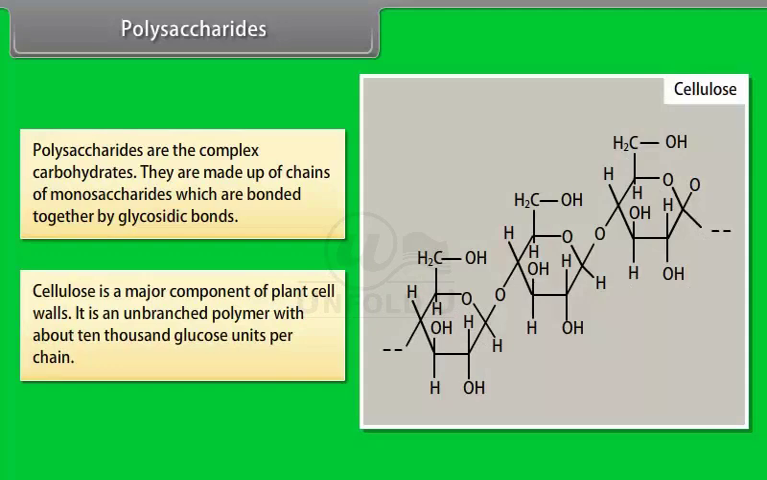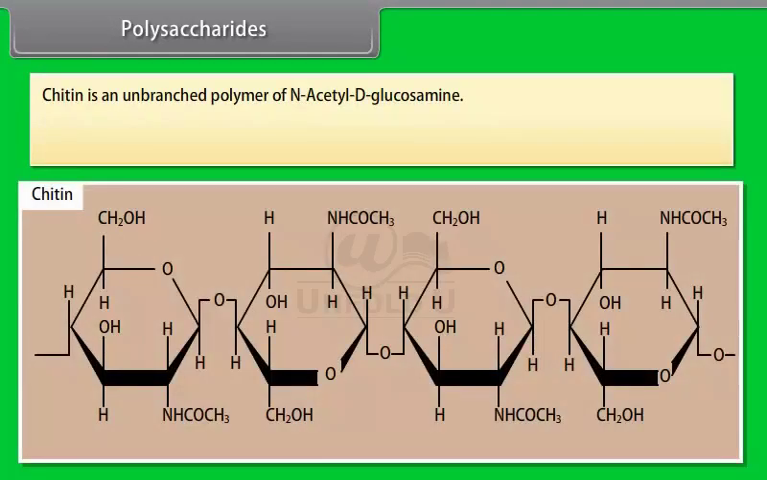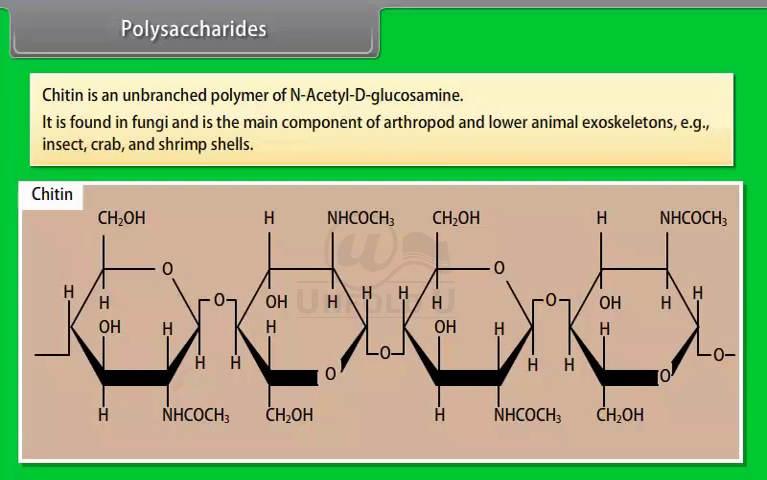Cellulose is a major component of plant cell walls. It is an unbranched polymer with about 10,000 glucose units per chain. Chitin is an unbranched polymer of N-acetyl D-glucosamine. It is found in fungi and is the main component of arthropod and lower animal exoskeletons. Example, insect, crab, and shrimp shells.